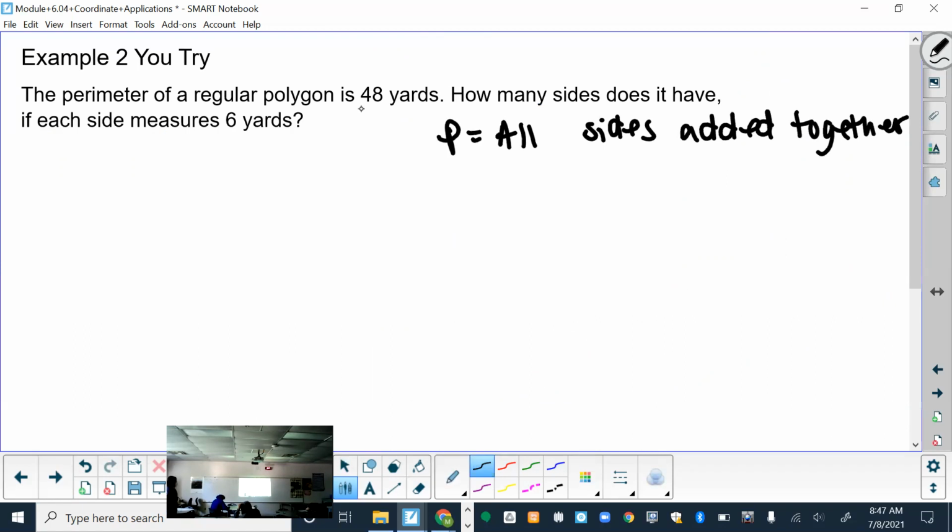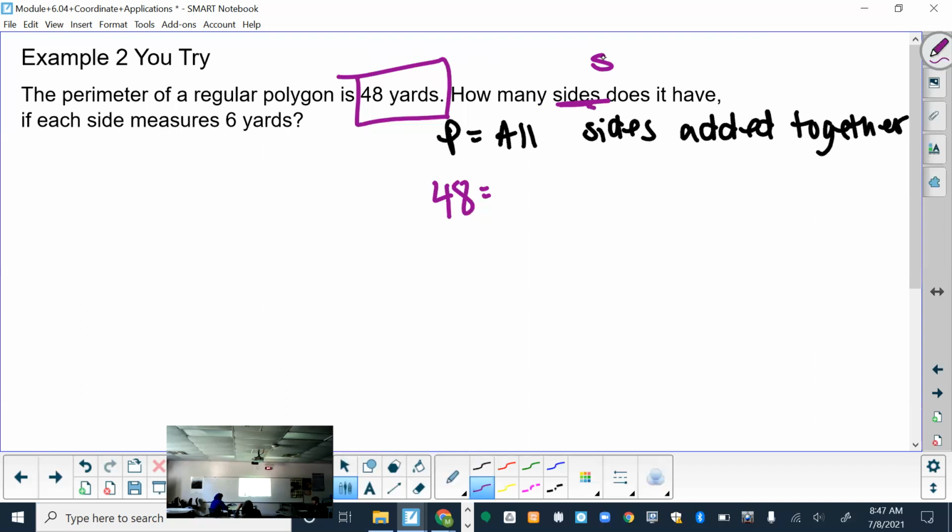Now pick out the important information. It says that the perimeter is 48. So I'm going to put that where the P goes. So P is 48. We don't know the number of sides that it has. So that would be my unknown. We can probably label that as S.